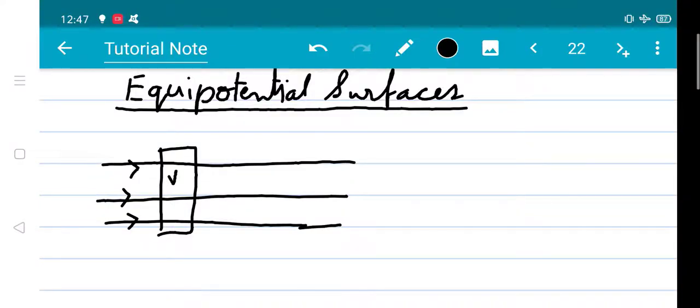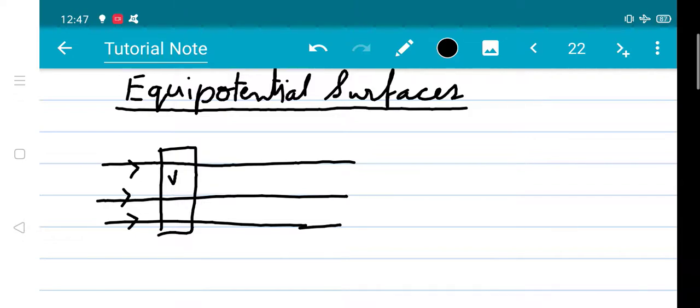In this video we will learn about equipotential surfaces. As the name suggests, an equipotential surface is a surface in which the electric potential on every point of the surface is the same. The electric field passing through every point is also the same. This way, if you take any point on the surface, it will have the same value of potential, and the potential difference between any two points on the surface will be equal to 0. So such surfaces are called equipotential surfaces.